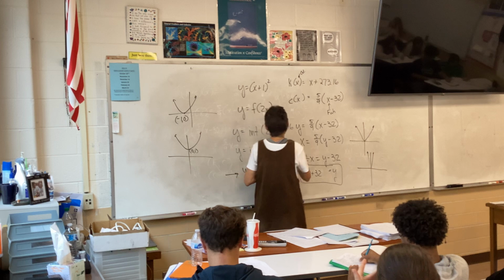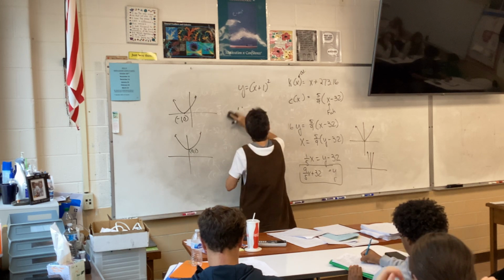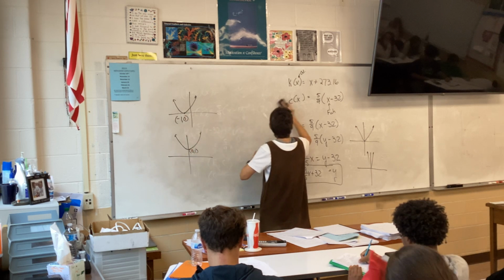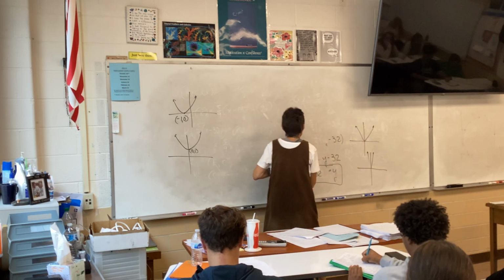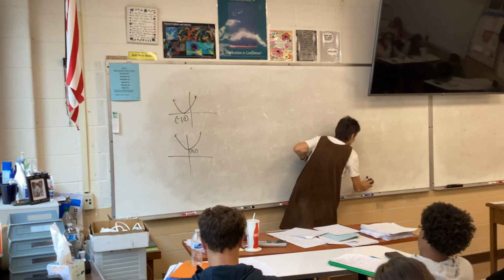By the way, you guys, when you are moving things around, please label the important points. So like I've labeled that and I've labeled that. Always label. So if it's a vertex or an asymptote, make sure you're labeling it.